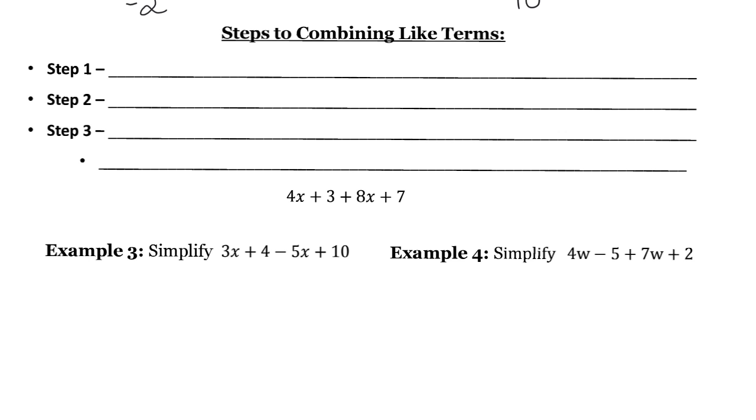Okay, so now we're going to talk about combining like terms. So we talked about what like terms are, but there's some steps in order to do this. So we're going to use shapes or colors, whatever you want, to identify our like terms before we do anything. So the first thing we're going to do is use shapes or colors to identify our like terms.